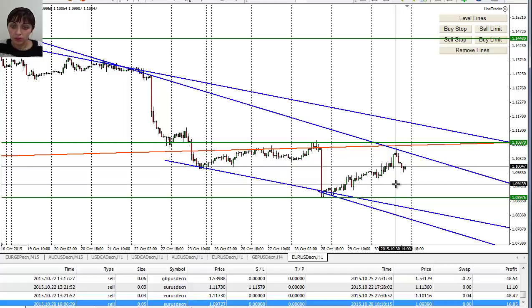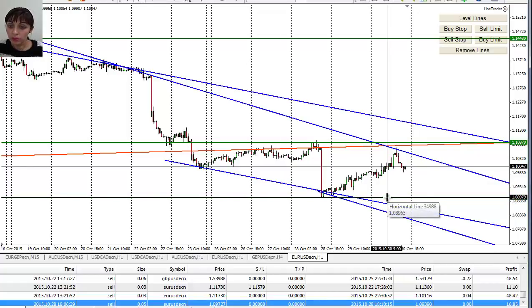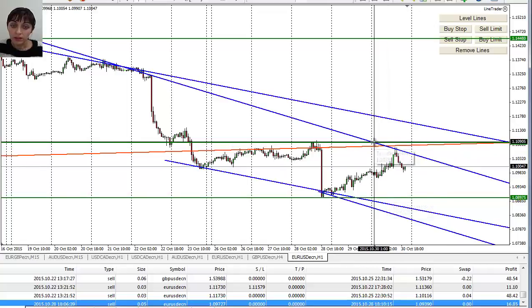So the lowest price was 108.97, and the maximum price was 110.90. Well, it's plus minus a little bit, it's not very important as long as it's just a couple of pips. But the distance here, we can see, is about 180 pips.